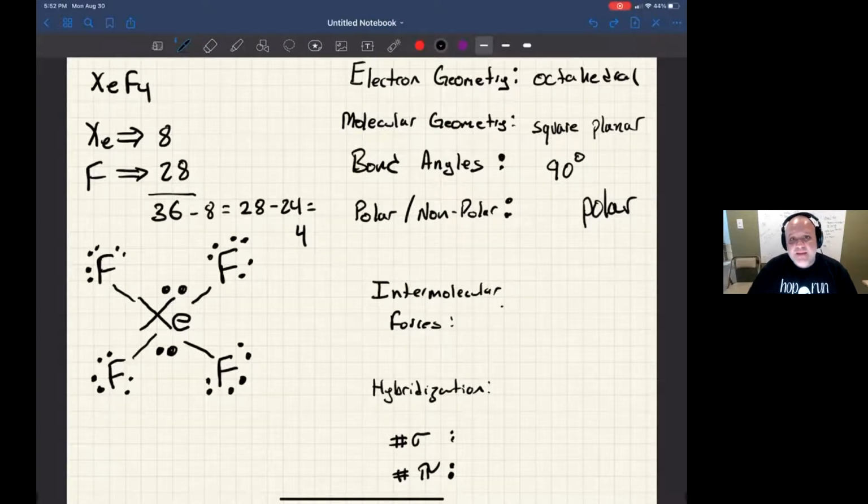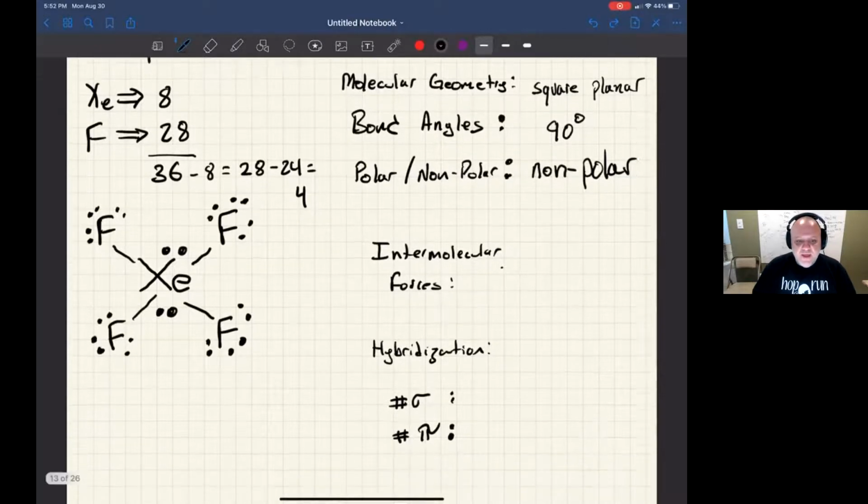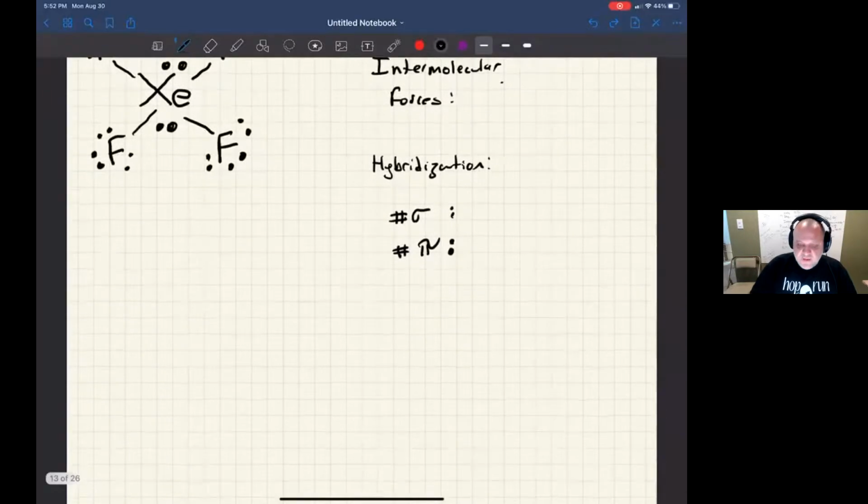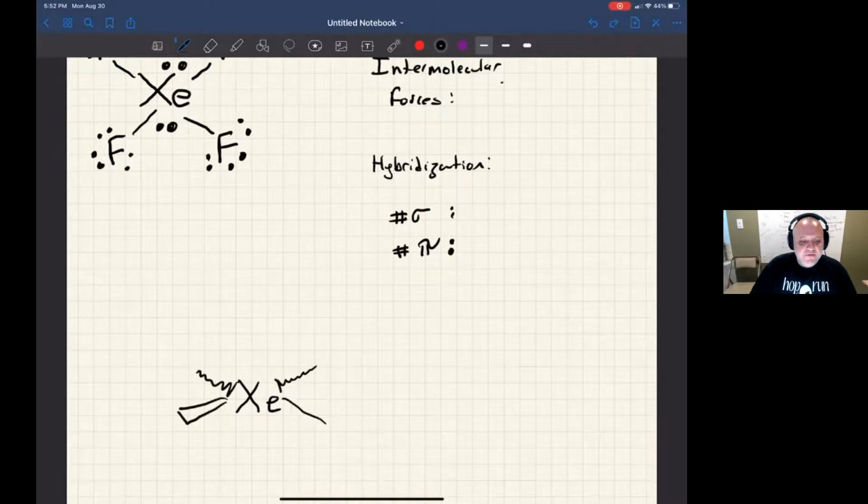Now, this is an example of if you use the quick and dirty rule that says if all of the geometry groups are identical, then the molecule is nonpolar. But if the geometry groups are not identical, then it's polar. And so bonds to fluorine is not the same as lone pair. So you might say polar, but in fact, the molecule is nonpolar. And the reason is that polarity has to do with molecular symmetry, and it really has to do with whether or not bond dipoles cancel.